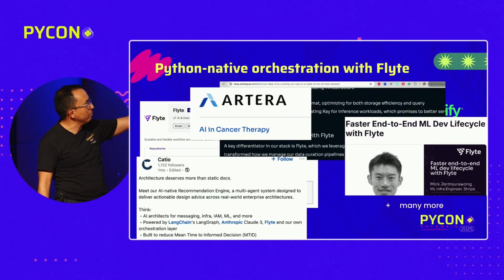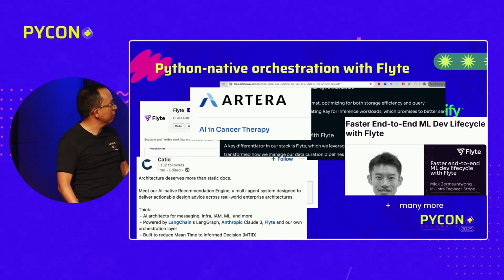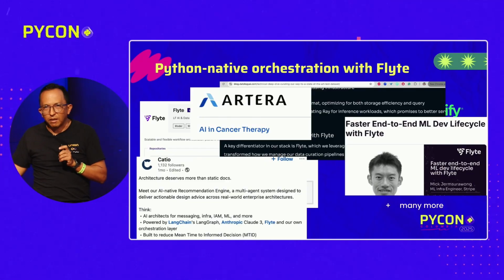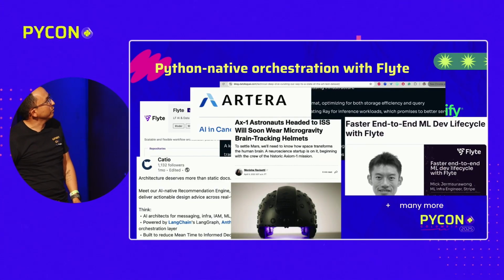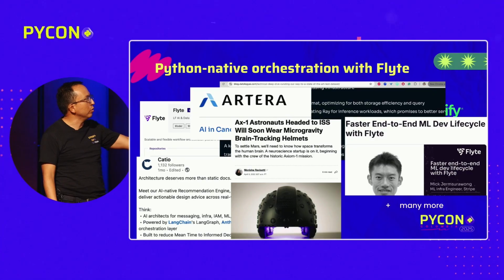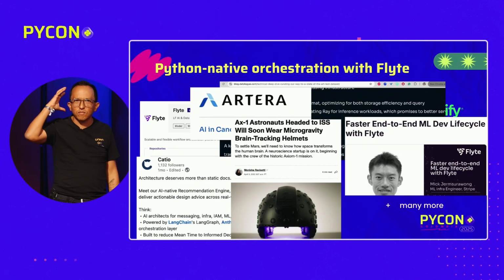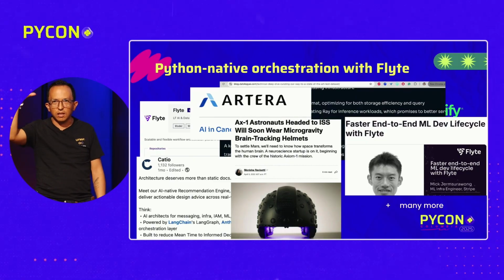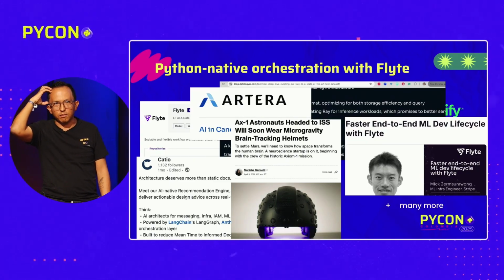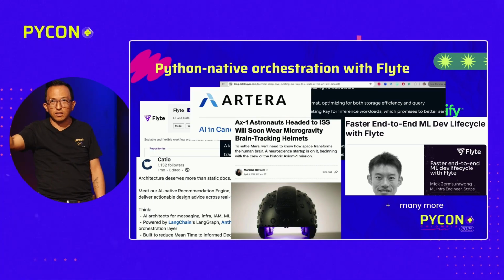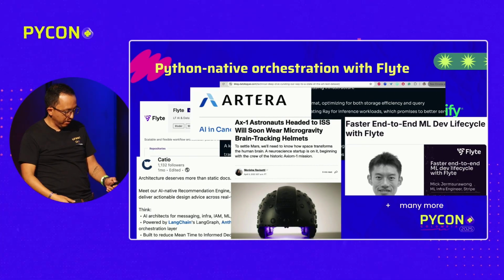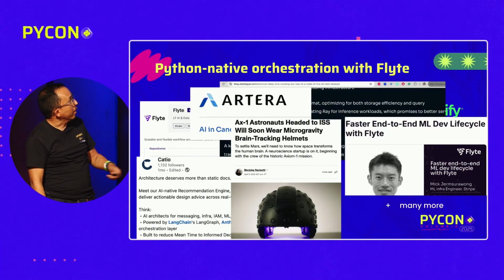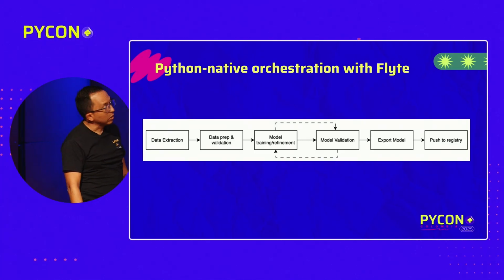Catio, they are developing multi-agent systems with Flight. So it's not a side project, not a toy project, it's widely used. Even these folks who sent 6 scientists to the International Space Station with a device tracking the brain to understand how the brain works outside the Earth. The analysis of this is done with Flight.